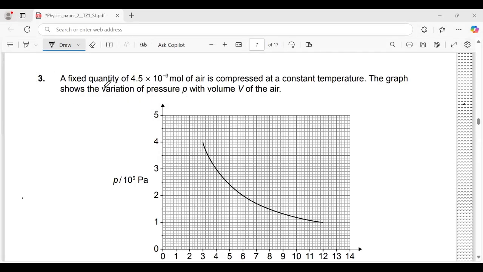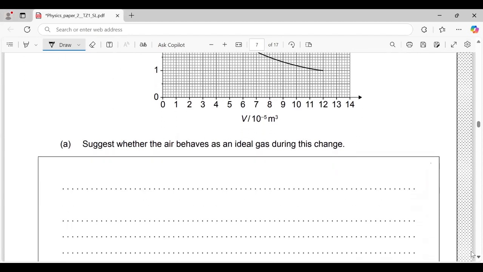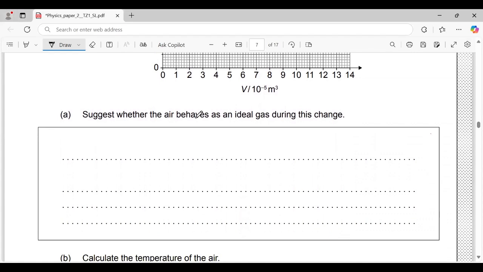Number three, a fixed quantity of 4.5 times 10 power minus 3 mole of air is compressed at a constant temperature. The graph shows the variations of pressure P with volume V of the air. This is the graph. Next, suggest whether the air behaves as an ideal gas during this change.